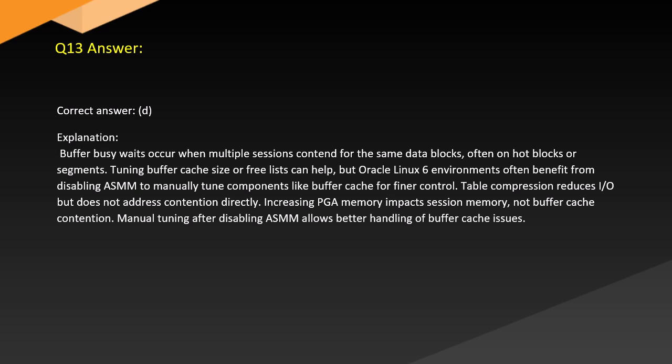Table compression reduces I/O but does not address contention directly. Increasing PGA memory impacts session memory, not buffer cache contention. Manual tuning after disabling ASMM allows better handling of buffer cache issues.